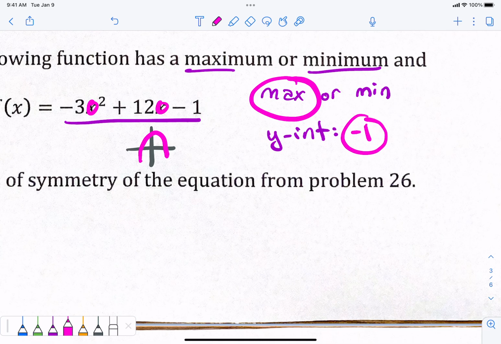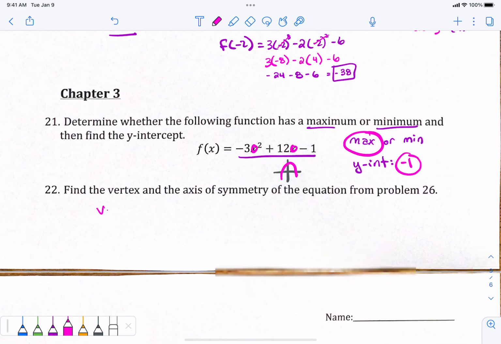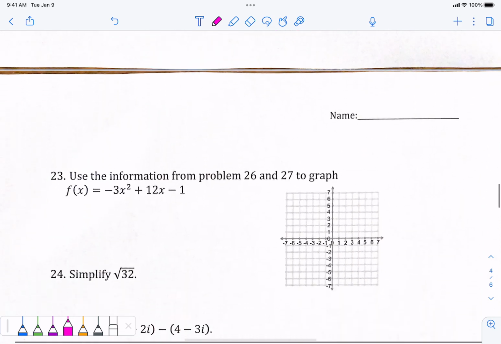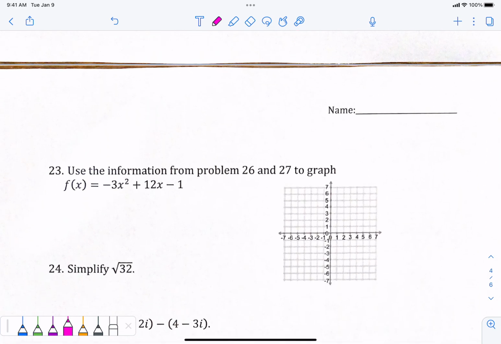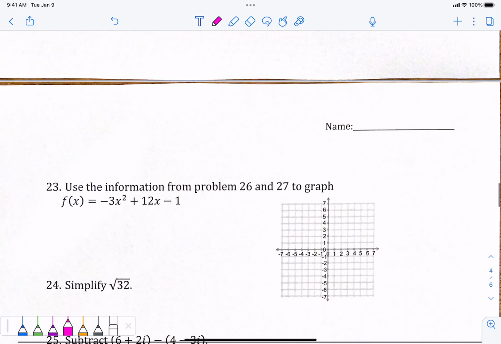Perfect. Okay, good. Okay, find the vertex and the axis of symmetry for the equation from problem 26. And I think 27 we have to graph it. No, should not be problem 26. I have a typo. This should say problem 21. Somehow I moved my numbers around and ended up getting a typo. So that should be problem 21, and then 23 should say problems 21 and 22 instead.